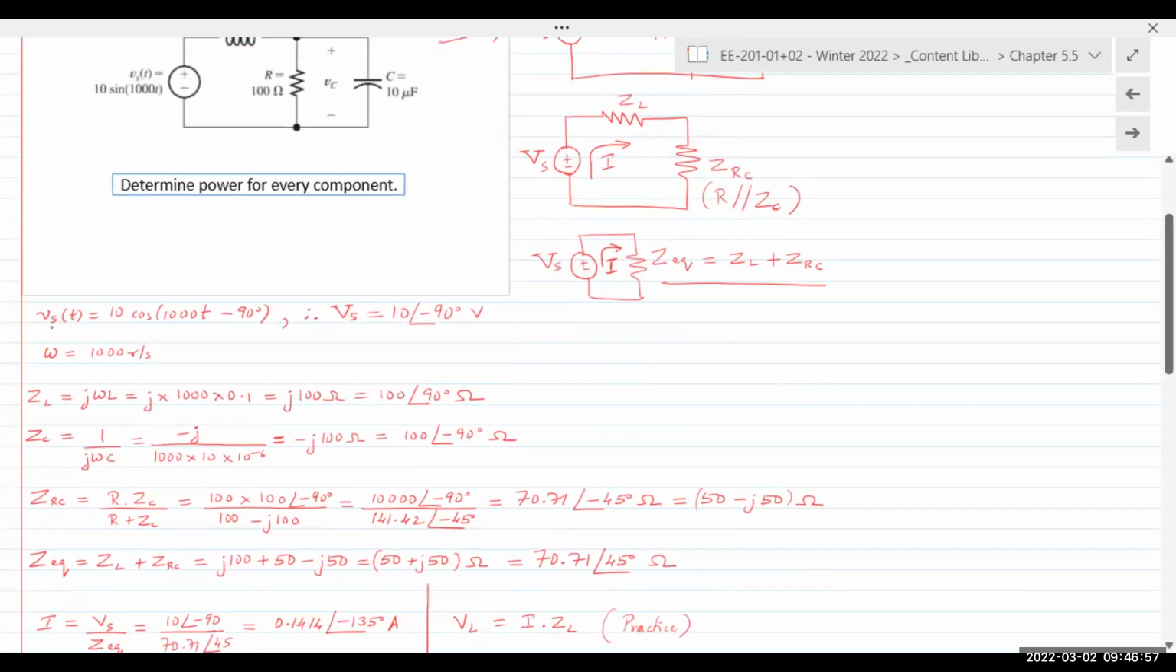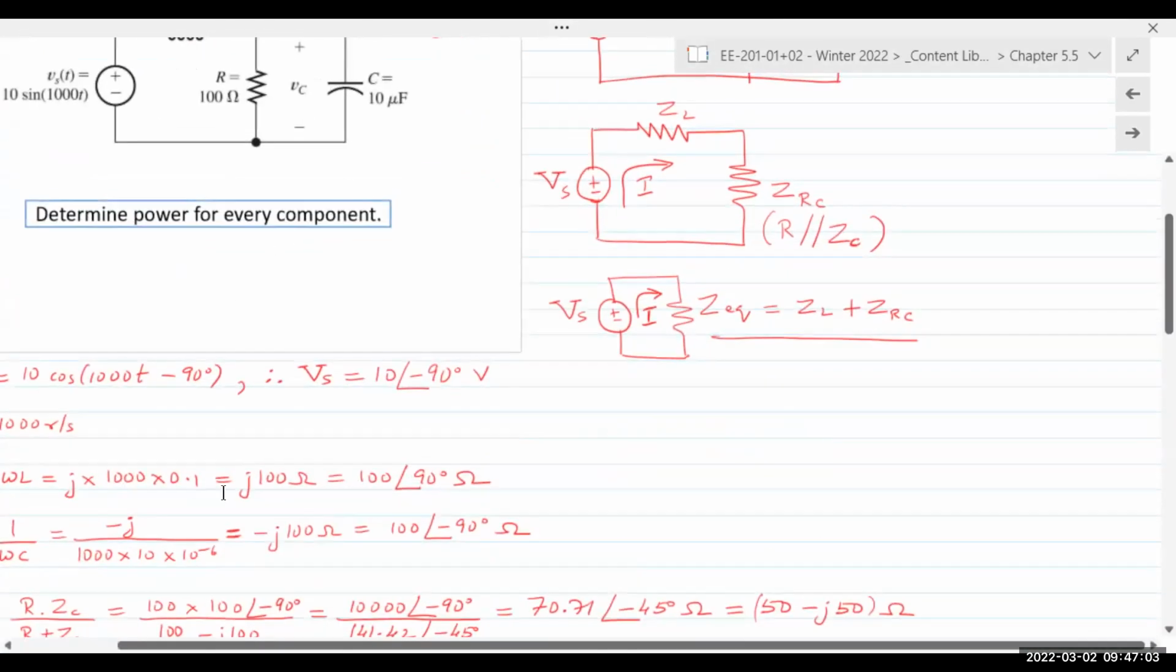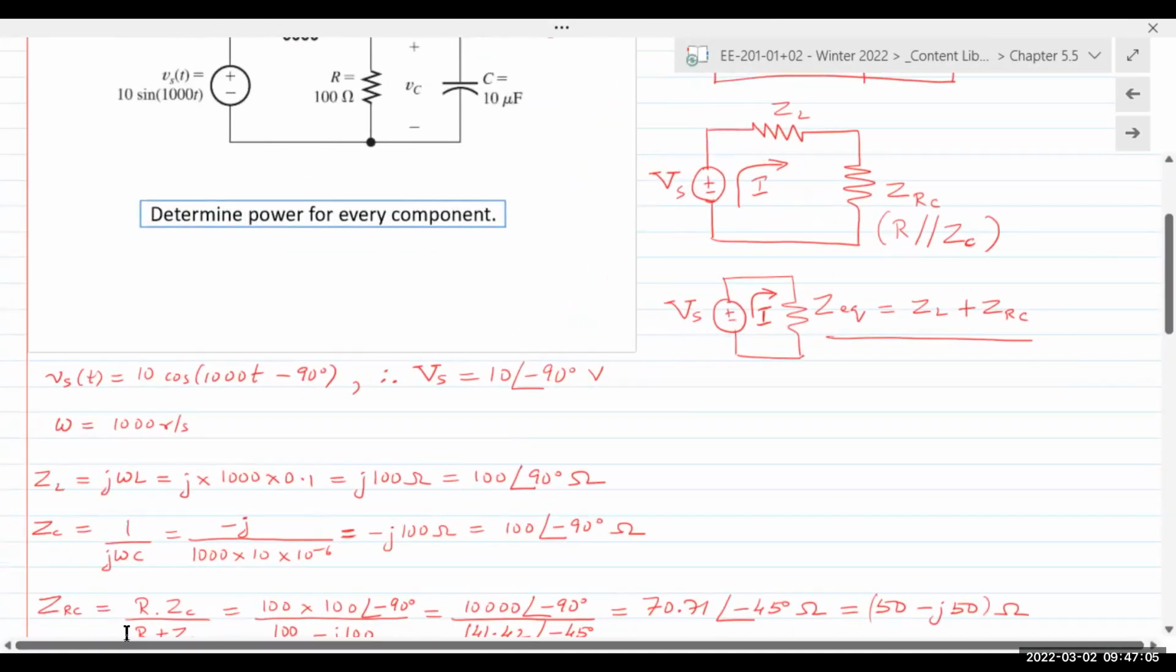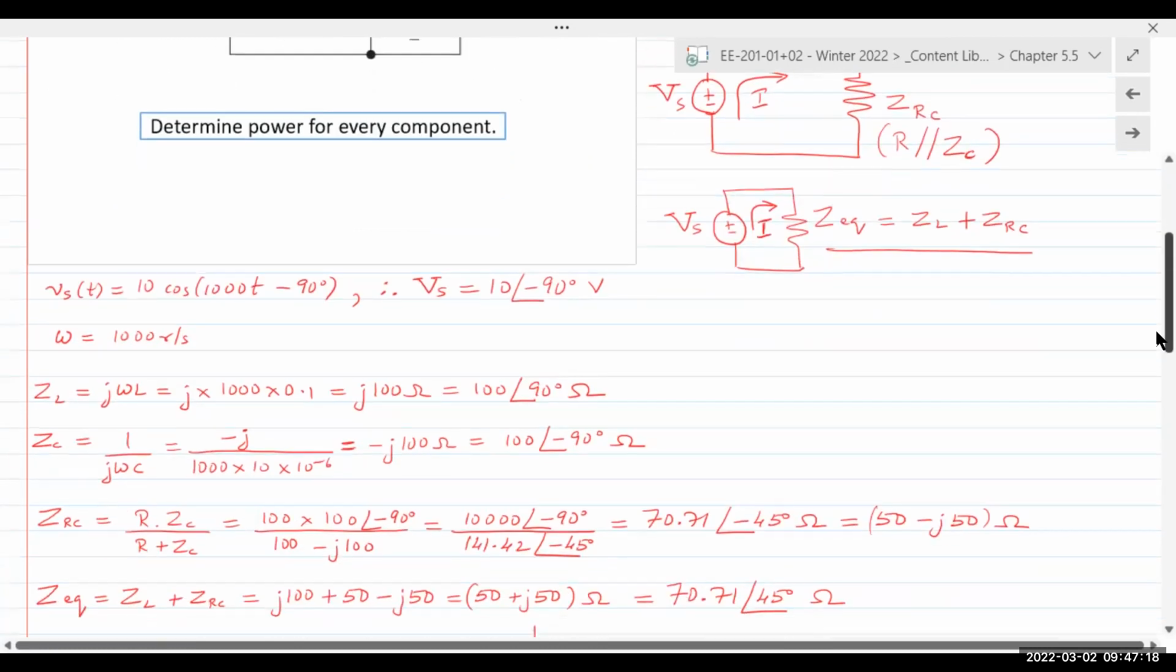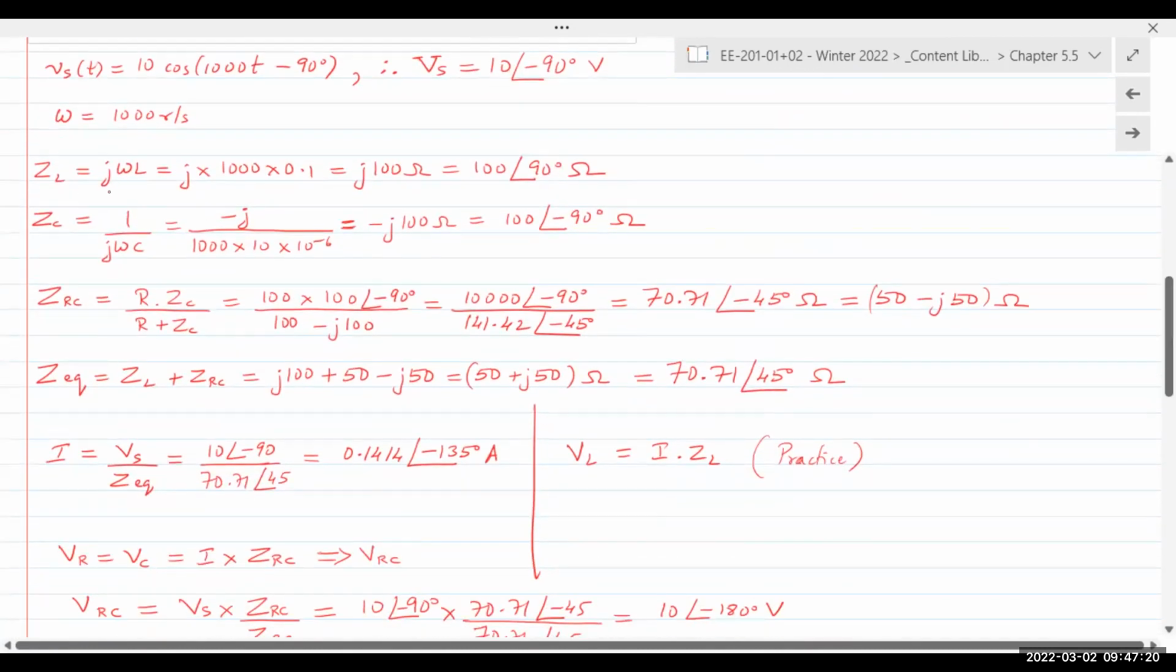Compare it to the standard expression, and I would obtain Vm of 10 volts, or magnitude of the voltage source is 10 volts. Phase angle is minus 90. So phasor for the source is 10 with a phase angle of minus 90. Omega is given as 1000 radians per second. I plug it into the equations for ZL and ZC. Again, do the same thing: j omega L, 1 over j omega C.